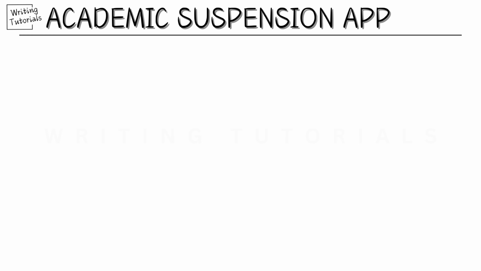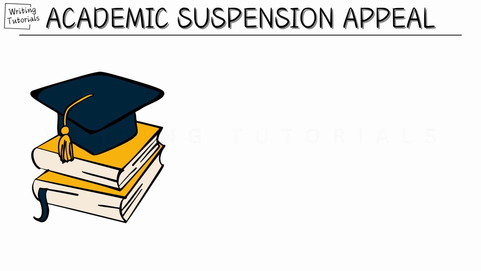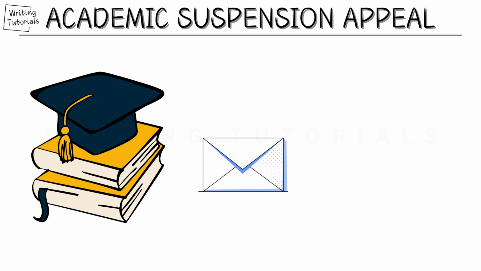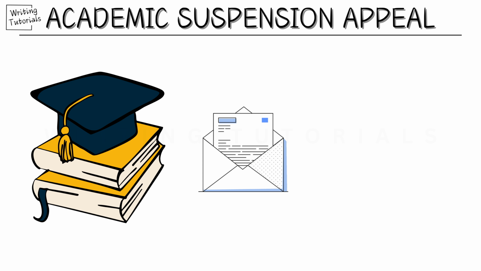Receiving an academic suspension notice can feel overwhelming, but it doesn't always mean your educational journey is over. Many colleges and universities allow students to submit an appeal explaining the circumstances that affected their academic performance. A well-written appeal letter gives you the opportunity to take responsibility, explain your situation honestly, and demonstrate that you have a realistic plan for academic success moving forward.